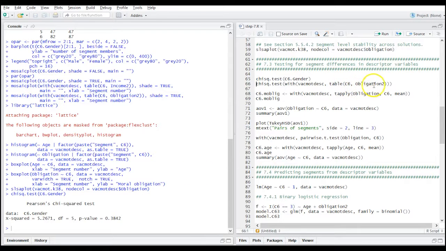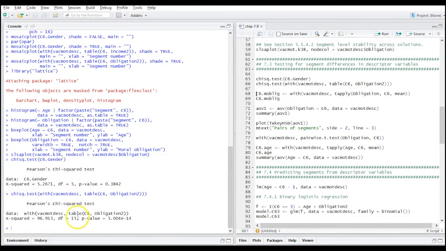Analogously, we can do this for the cross-tabulation between moral obligation and segmentation. And if we run the test here, we see we have a p-value which is 5 times 10 to the power minus 14, which is very, very small. And if we test at a significance level of 5%, we would now reject the null hypothesis and would conclude that segments differ in their moral obligation levels.